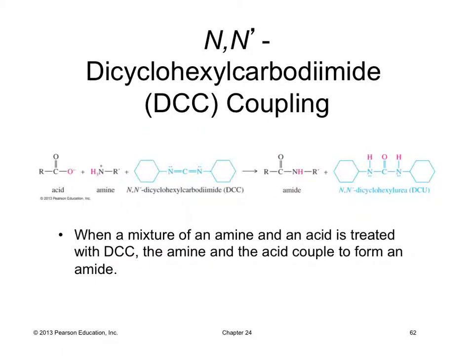DCC, or N,N'-dicyclohexylcarbodiimide coupling. When you have a mixture of an amine and an acid that's treated with this DCC, the amine and the acid couple to form an amide. So you can have an acid and an amine in the presence of DCC. This will form the amide, and this will form dicyclohexylurea.